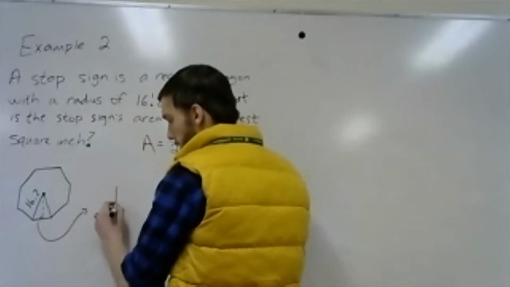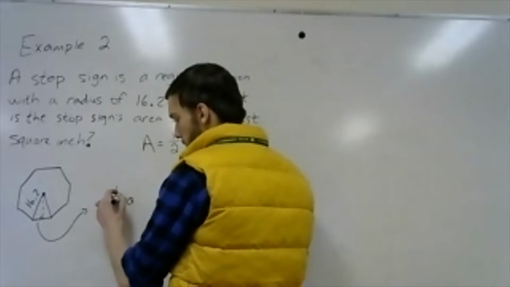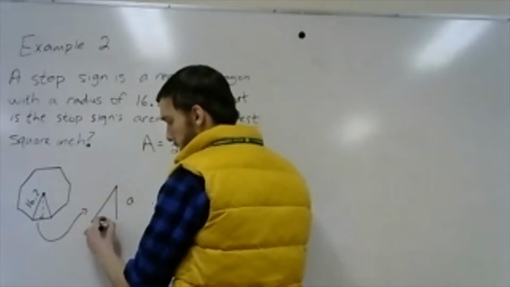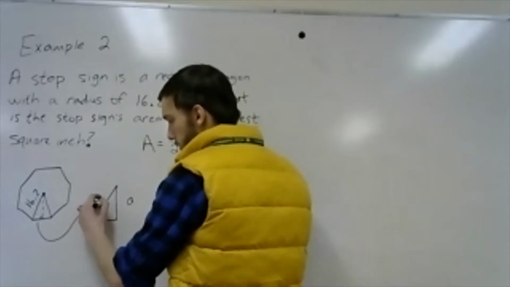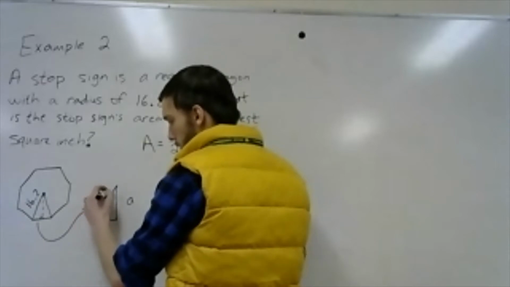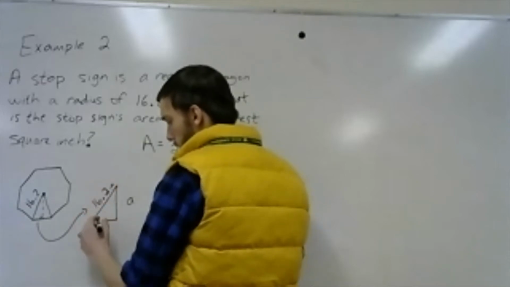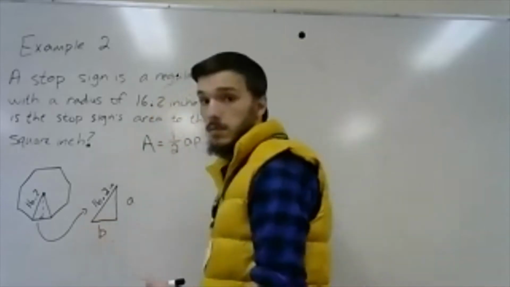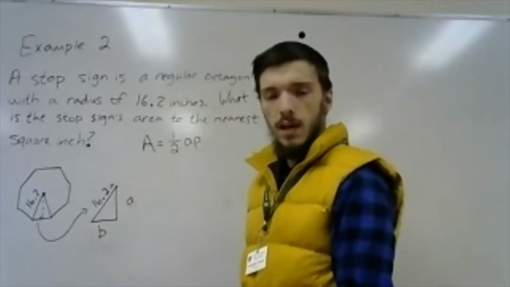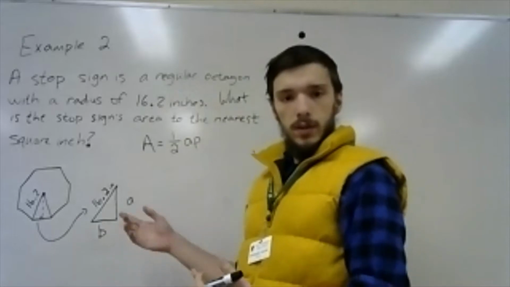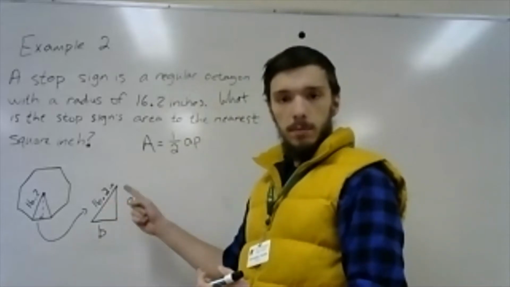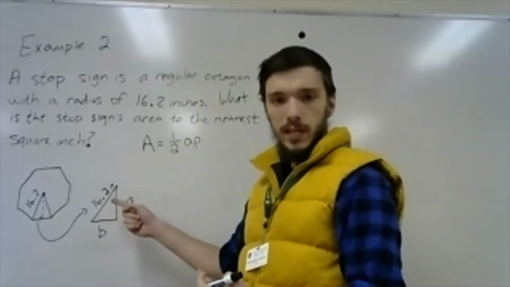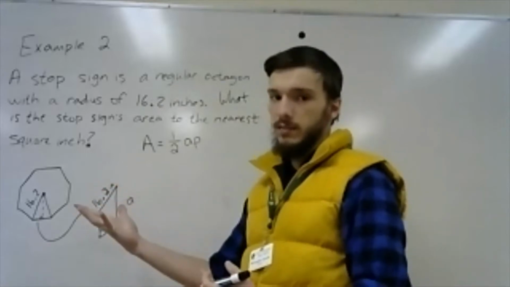So we've got our apothem. We've got our radius of 16.2 inches. And we're going to call this bottom side B. Now we know one side. We know our hypotenuse, but we don't know this angle. How can we find it?